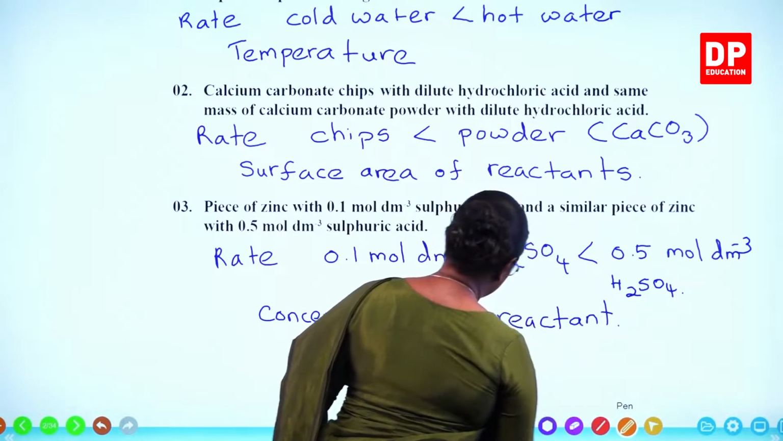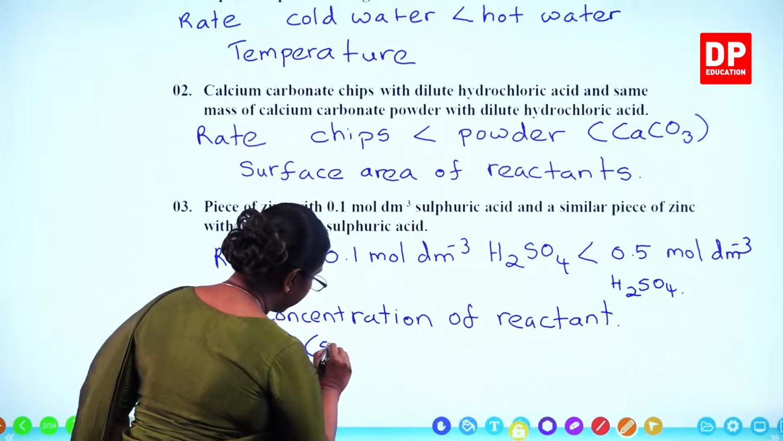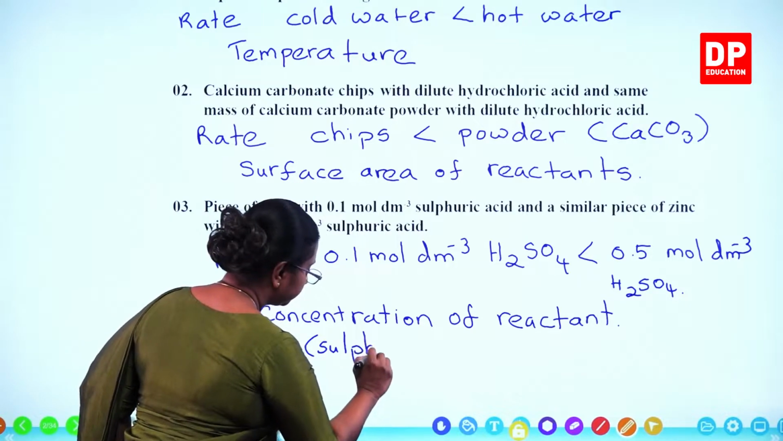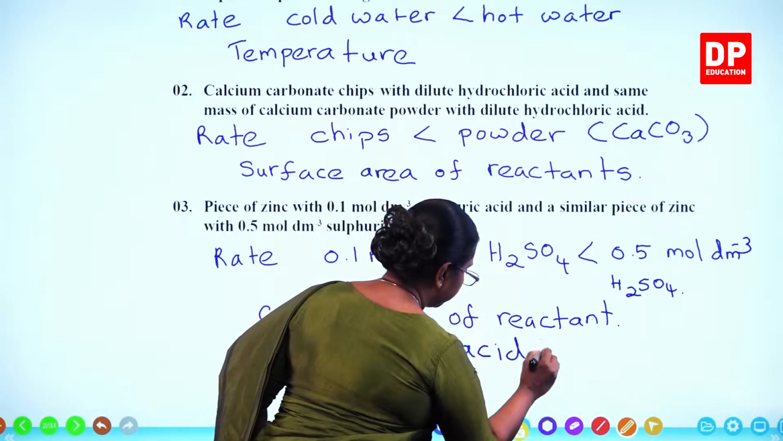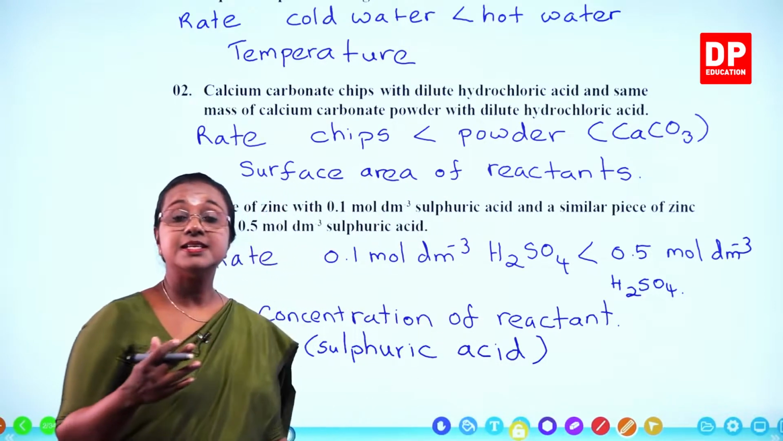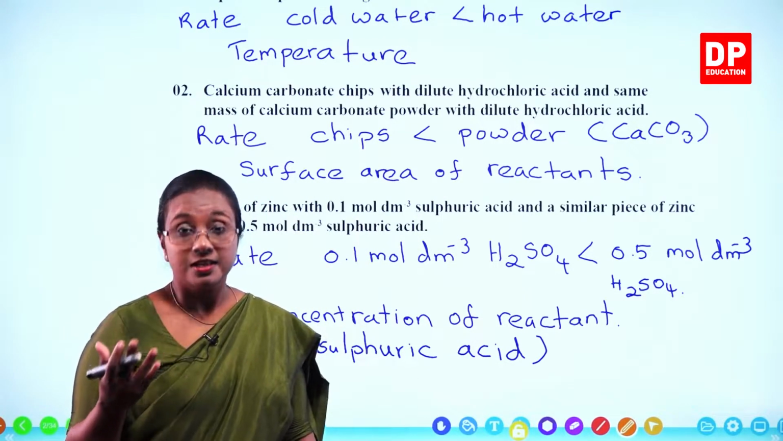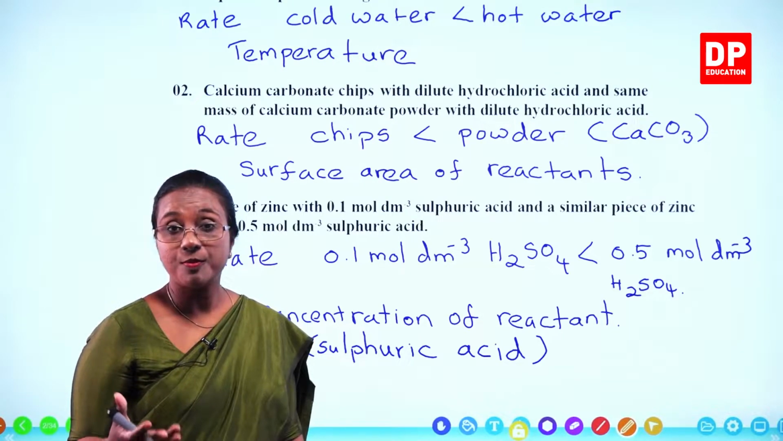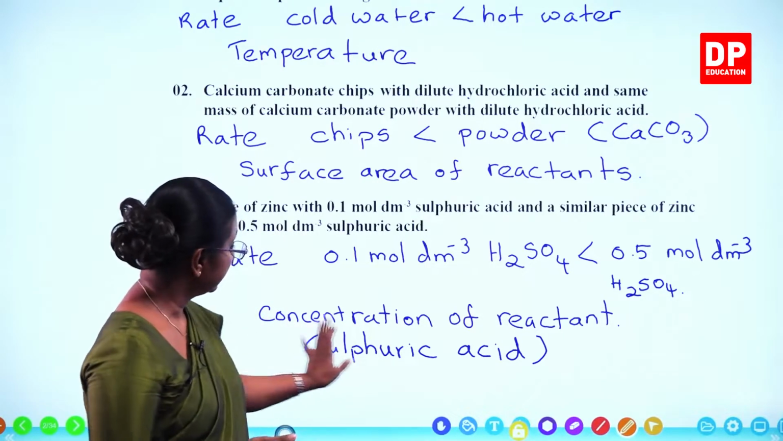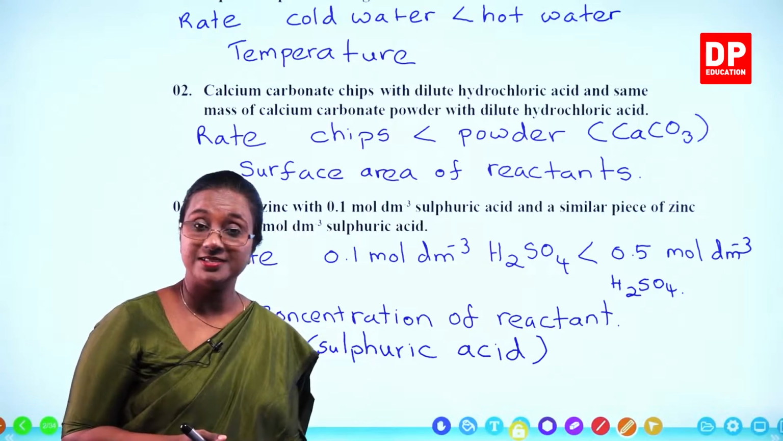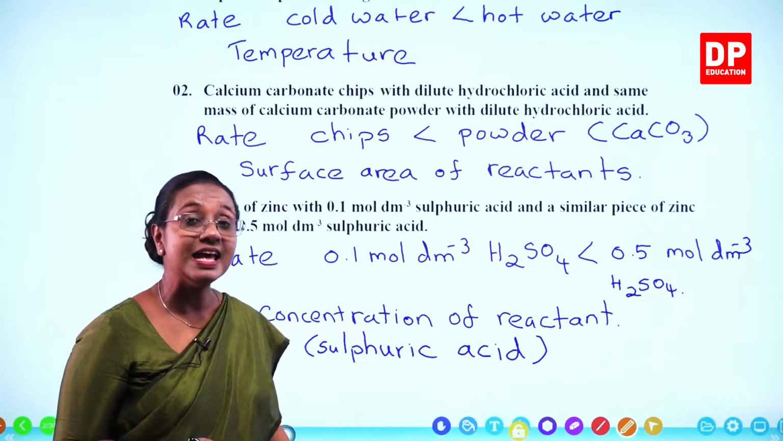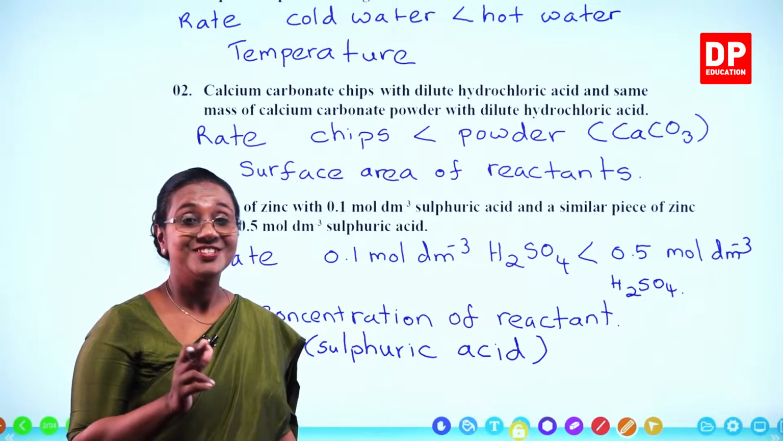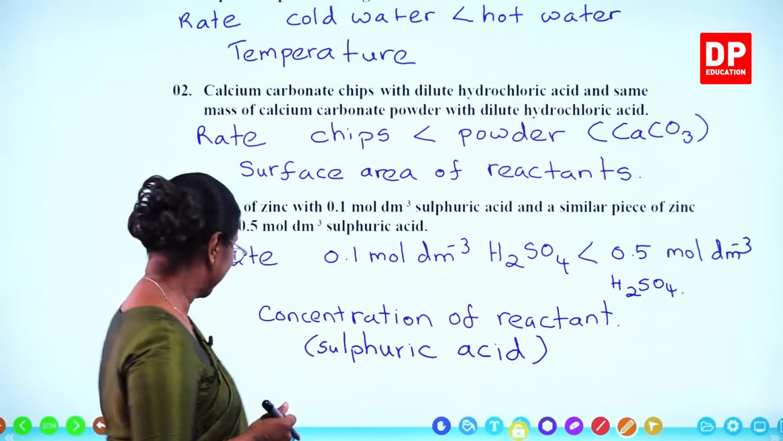So the factor is going to be concentration of reactant, or within brackets we can say sulfuric acid. Because concentration is considered for solution, reactants in the form of solutions. So then concentration of sulfuric acid. So I am sure you were able to understand the question and answer it correctly, students. So with that, we'll move on to the next question.